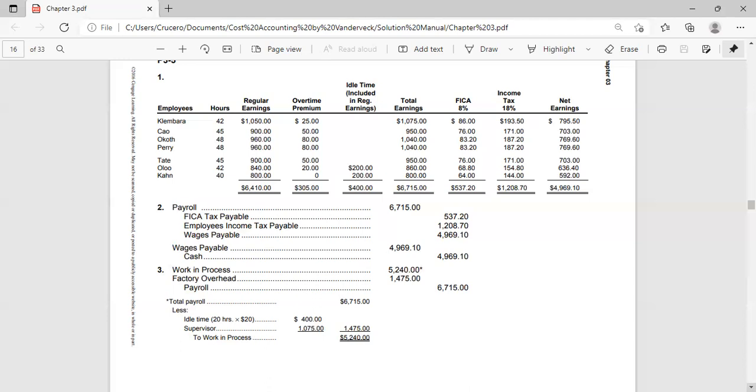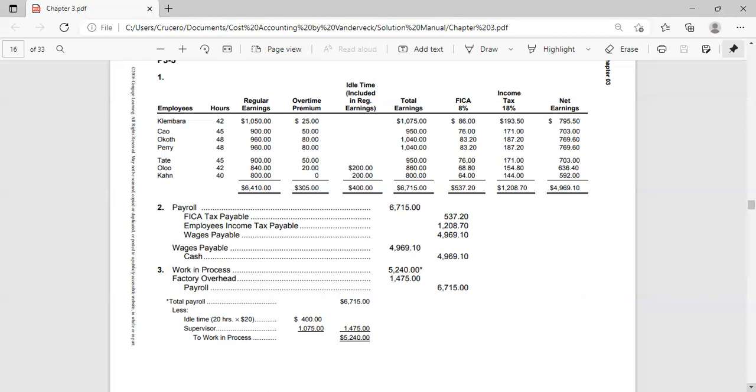So we have now the labor time records, our distribution. You look at it beginning with Cow, then we have Ukot assigned to the different bands, Perry, and we have now Tate for the different bands. And as stated, hours not worked on bands are idle time and are not charged to the job. Now we take note of the hours.